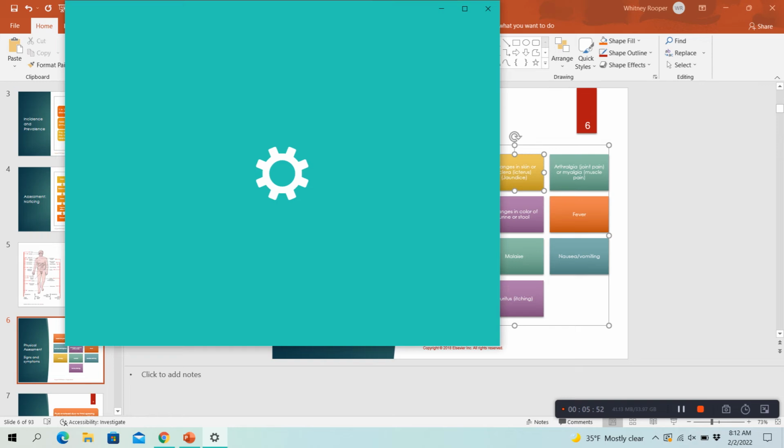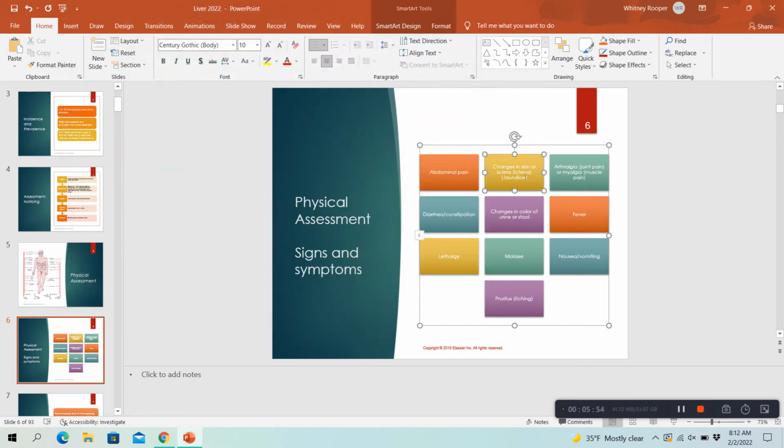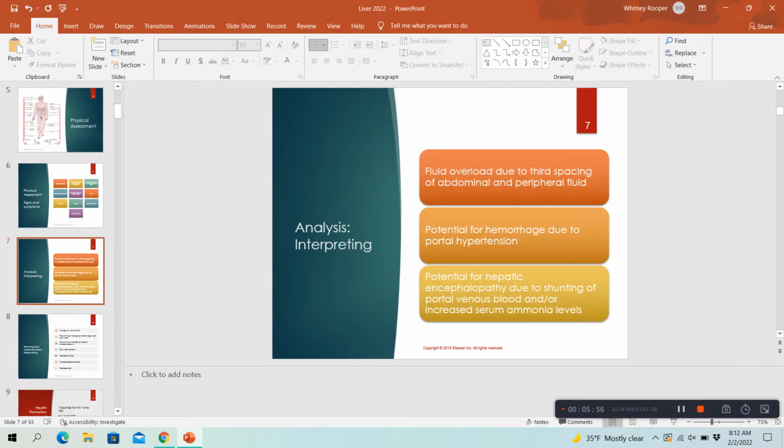They will have fluid overload due to third spacing of abdominal fluid. Okay? So they'll have a fluid shift when they gain all that fluid in their abdomen. There is potential for a hemorrhage from portal hypertension because it stretches the portal vein. The fluid backs up and stretches the portal vein, so therefore they are at potential for hemorrhage.